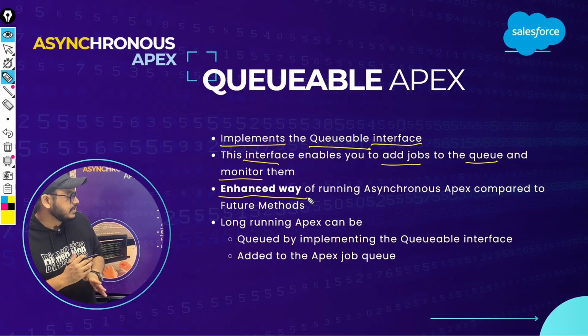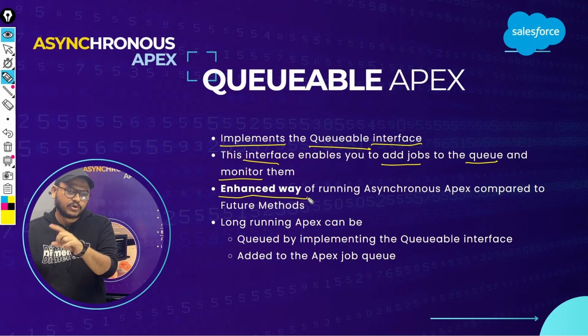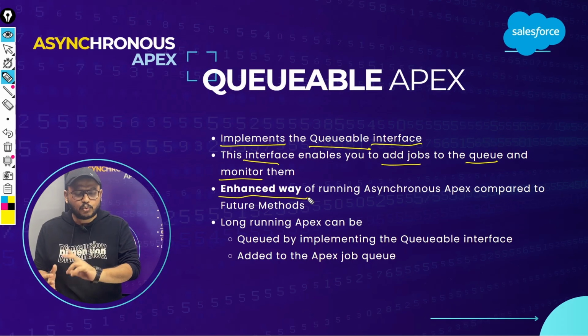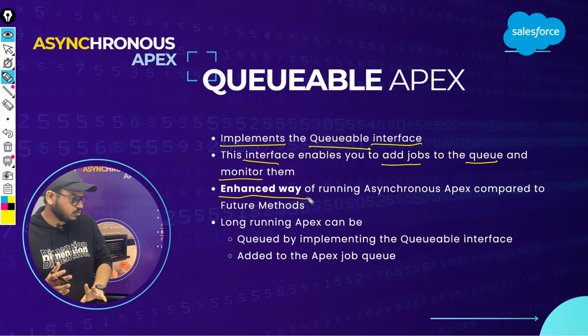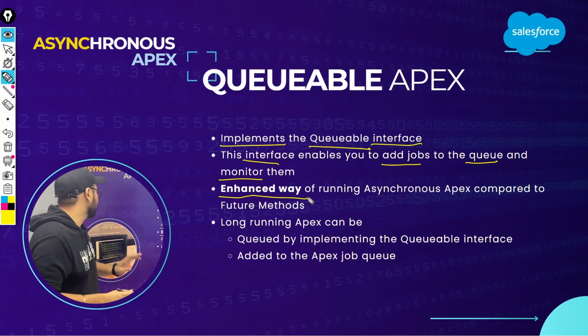So your long running Apex code can be queued by implementing the Queueable interface. If you have Apex code and you implement the Queueable interface, you will have the ability to queue the Apex code, and it also has the ability to be added to the Apex job queue.